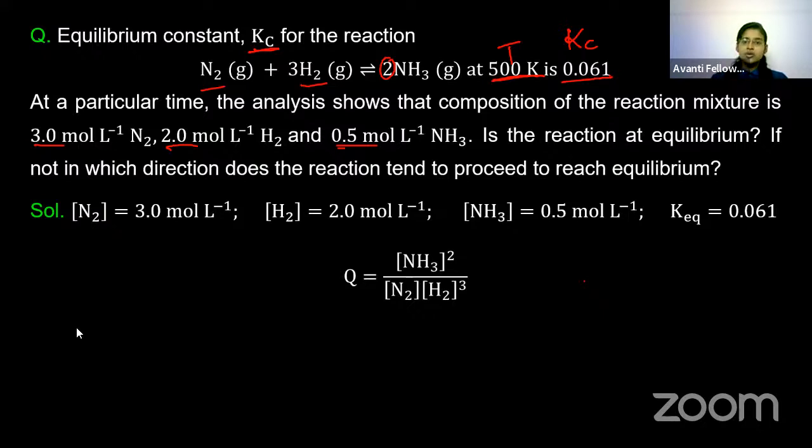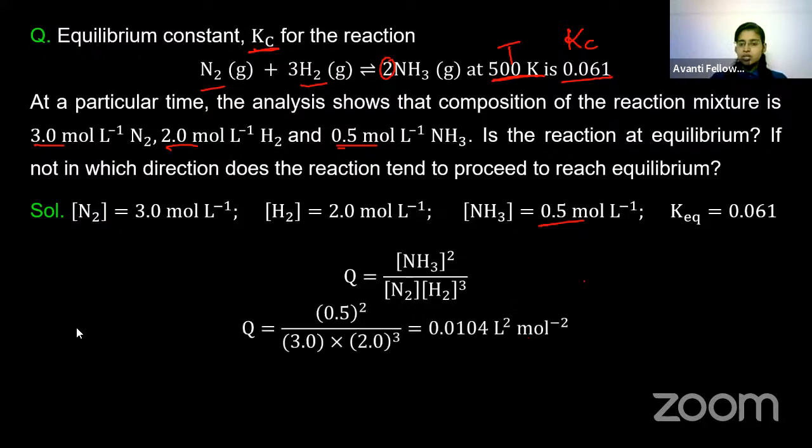Now you substitute all the values in this expression. So what is the concentration of NH3? It is 0.5. And accordingly for N2 and H2 also you substitute. If we substitute, we will get the answer as 0.0104. So can you guys find out whether the reaction is at equilibrium or not? We have 2 questions. Tell me the answer for first question.